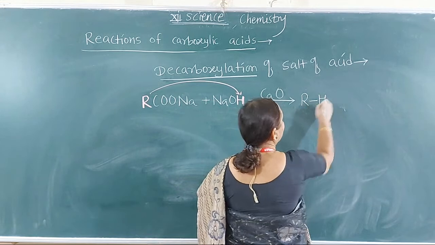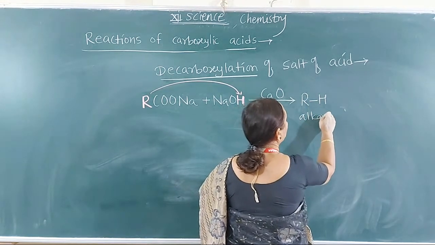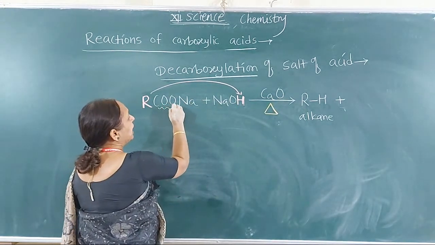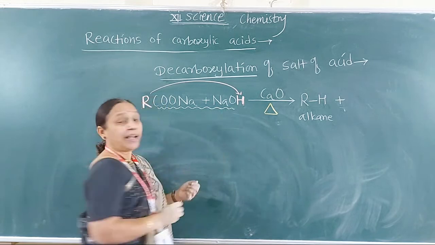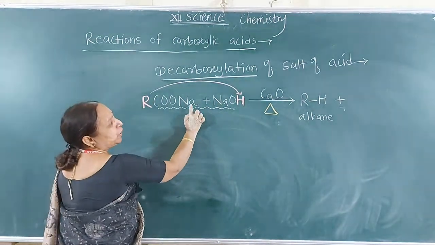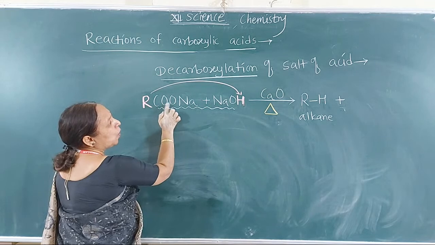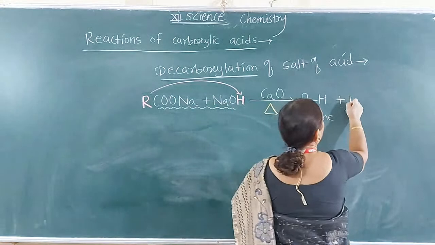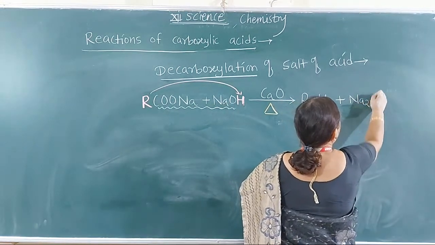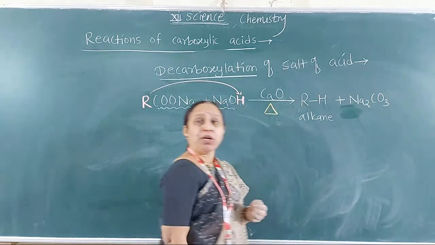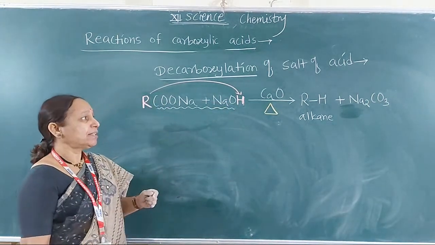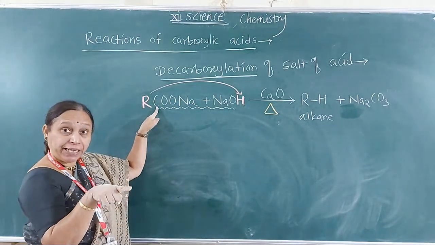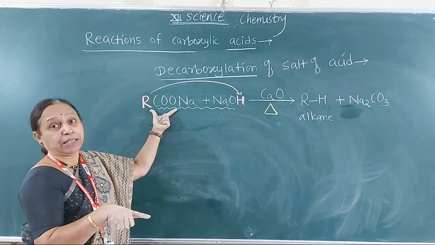RH forms, the alkane is formed, and at the same time a side product is obtained, the remaining part. This is the side product: Na2CO3, sodium carbonate is obtained. Thus the alkane formed contains one carbon atom less than the starting material.